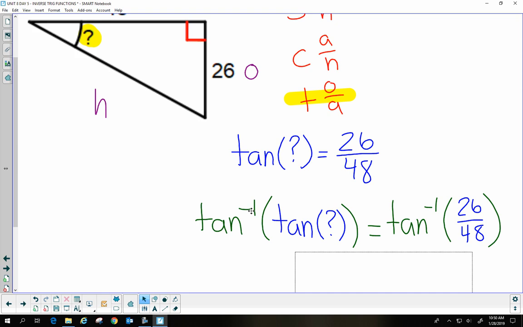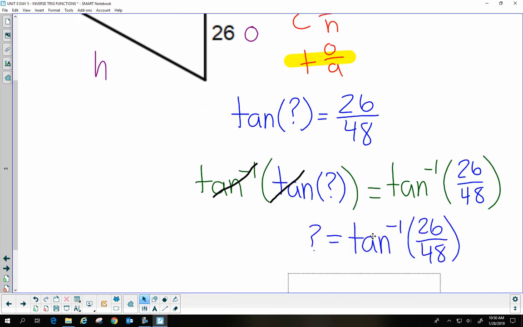So just like multiplying and dividing cancel each other out, adding and subtracting cancel each other out, square roots and squares or second powers cancel each other out, these inverse functions cancel each other out. So we actually have on this side this inverse and this tangent canceling, leaving us only with the question mark. And of course, anything we do to one side of an equation, we have to do to the other to balance it out. And so we'll do the tangent inverse of this fraction as well.